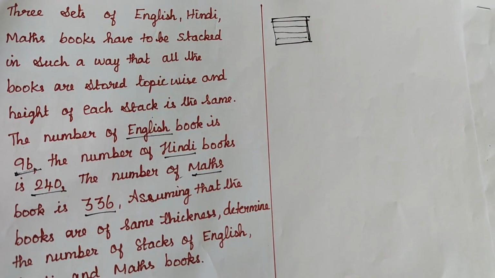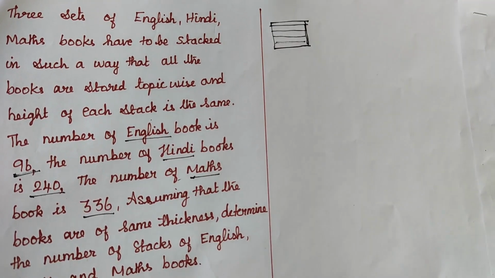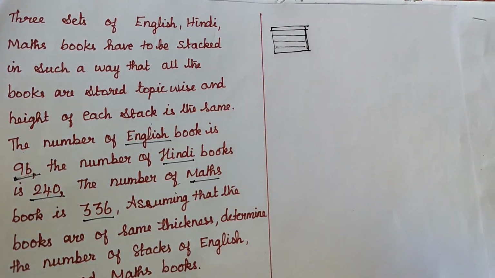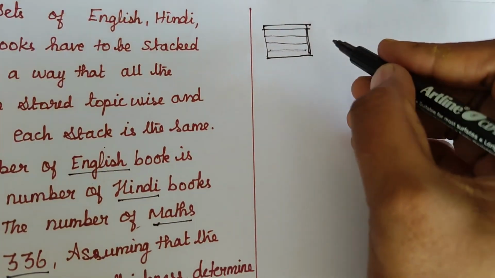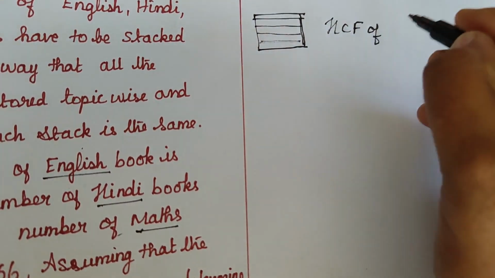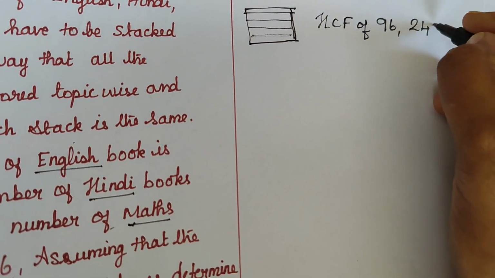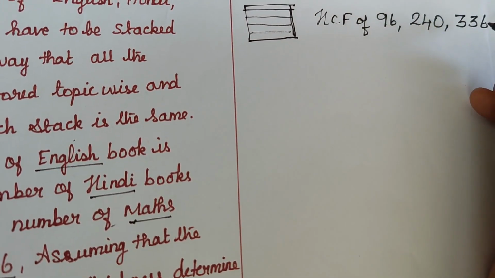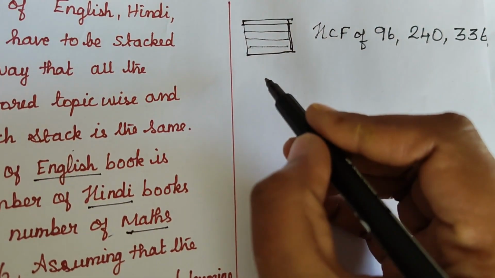Each of these groups must be the same in number, so that when the books are arranged one over the other, their height will be the same. That common divisor is the HCF. So here we will find the HCF of 96 English books, 240 Hindi books and 336 Maths books. We shall first find the HCF of 96 and 240.